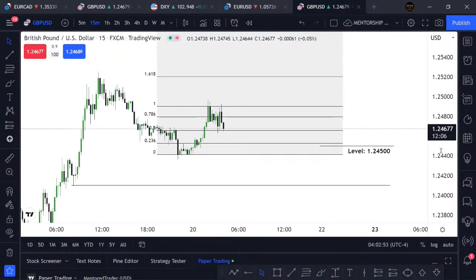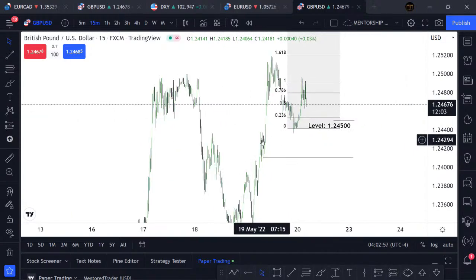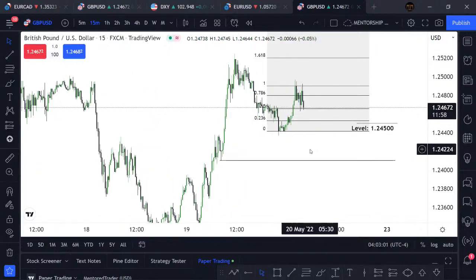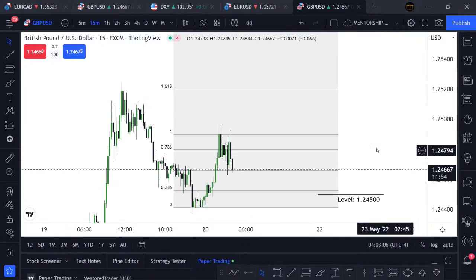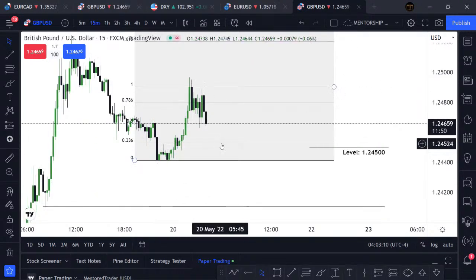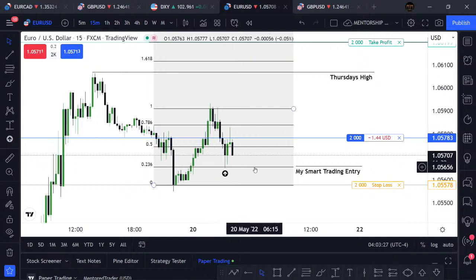Well, now since it's a Friday, a lot of things do happen on Fridays. But let's go ahead and try this out. So let's wait for price to drop here. The euro dollar, it is coming back to this level. This was supposed to be my entry. The smart trading entry, this was supposed to be my entry.